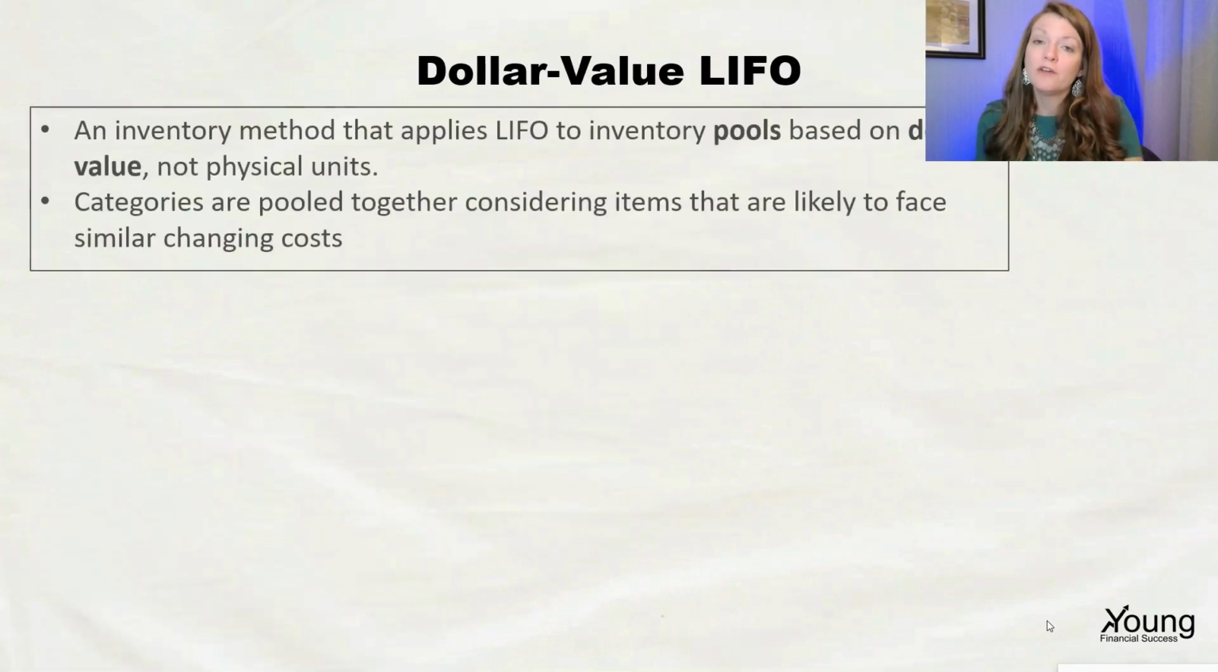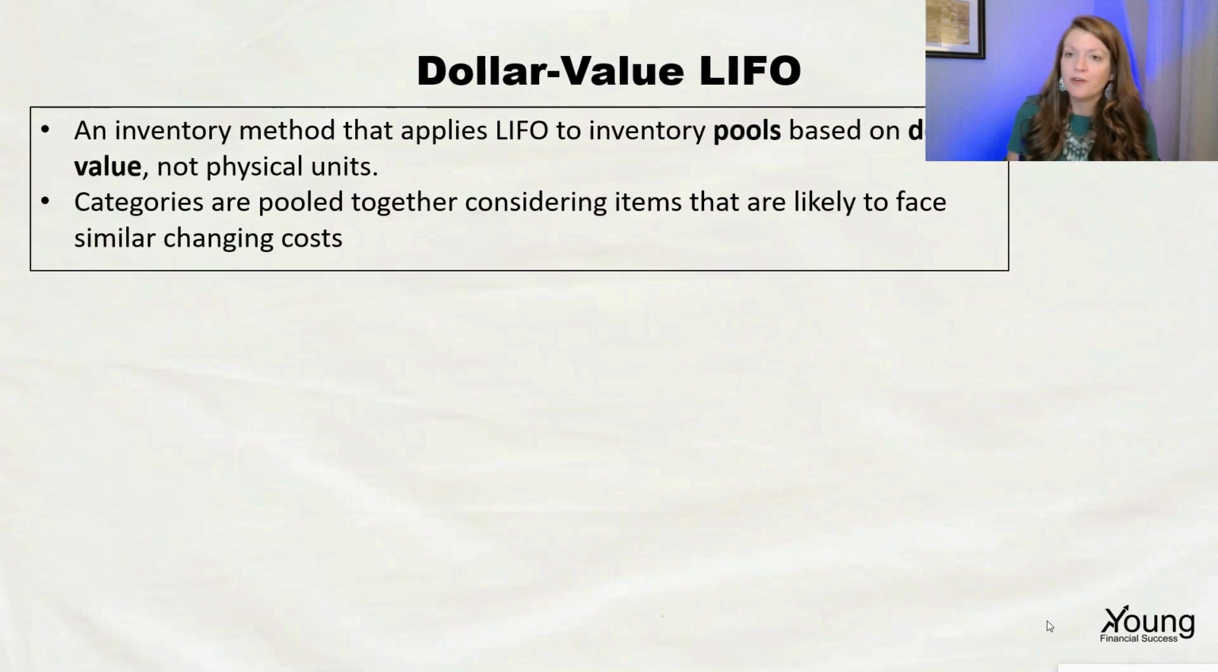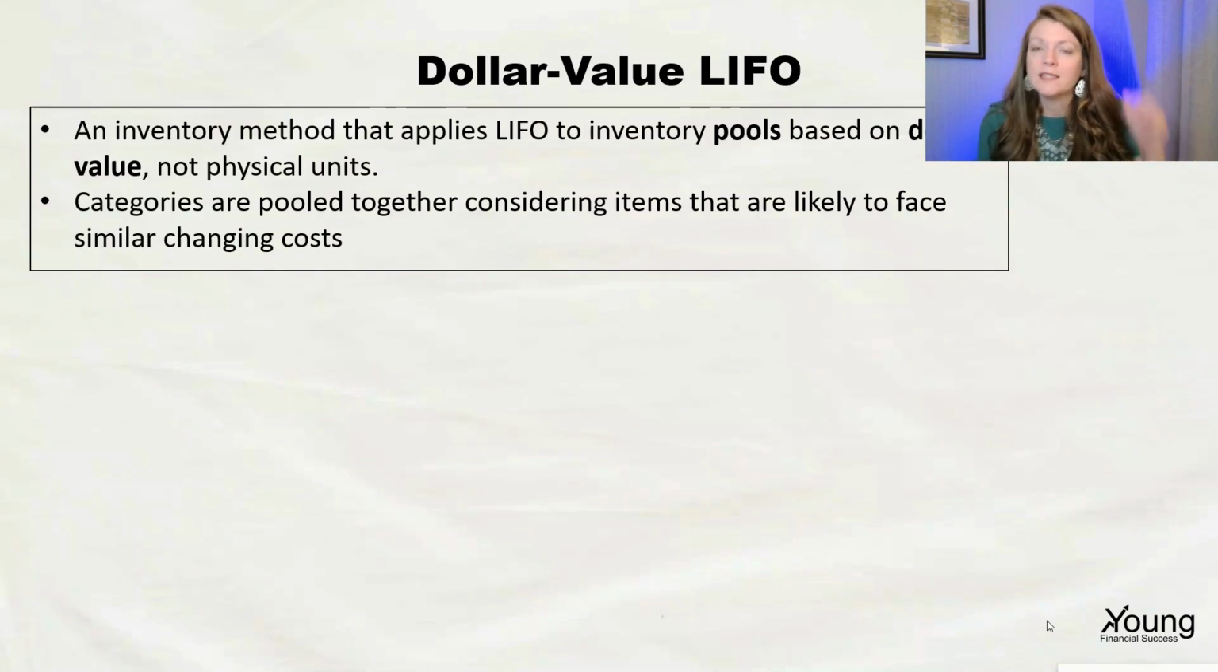Now let's look at dollar value LIFO. This is a little bit different. It's an inventory method that applies to LIFO inventory pools, but they're based on a dollar value, not the physical units. The categories are pulled together considering items that are likely to face similar changing cost. So different. The other one was all focused on, okay, these are all really similar products, but they vary a good bit in price and how much their prices are going to change.